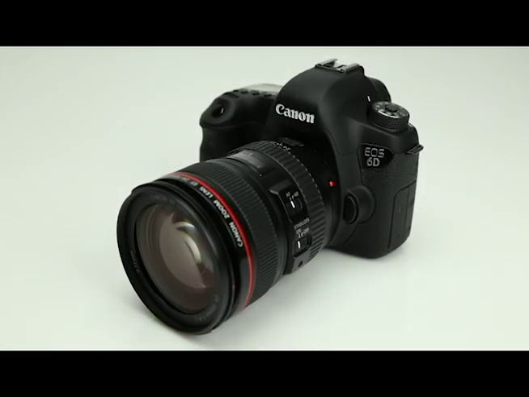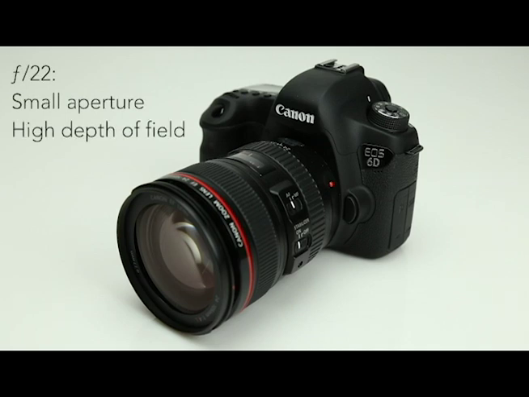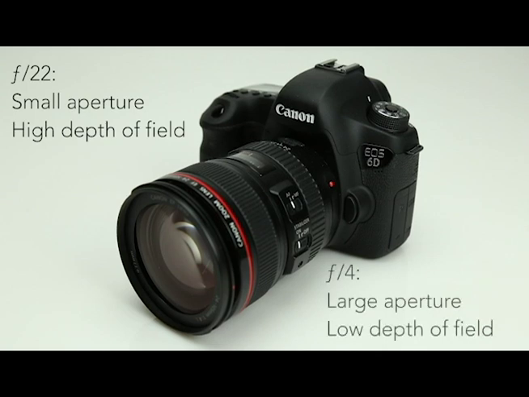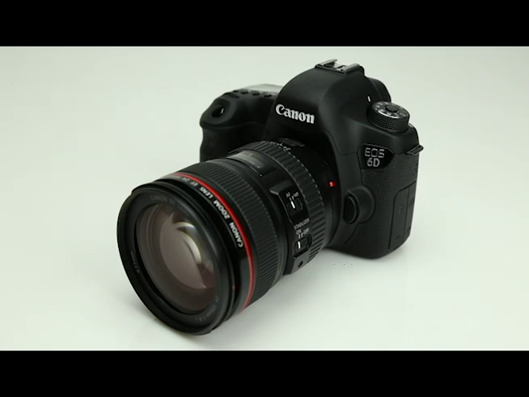So now let's review. At an aperture of f22, we have a small lens opening, or aperture, but a high depth of field. At f4, we have a large lens opening, but a small depth of field. In other words, we trade light for depth of field when we're using aperture.